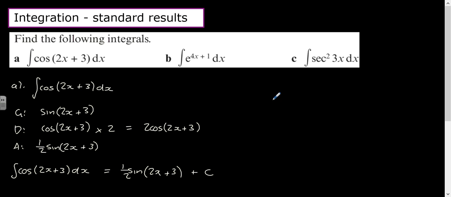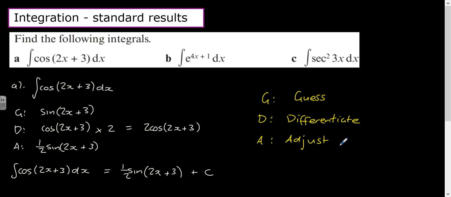So we've got three things going on here. G stands for guess. D stands for differentiate. And A stands for adjust. And if you follow that little method, guess, differentiate, adjust, then you're going to get through the rest of this lesson absolutely fine.